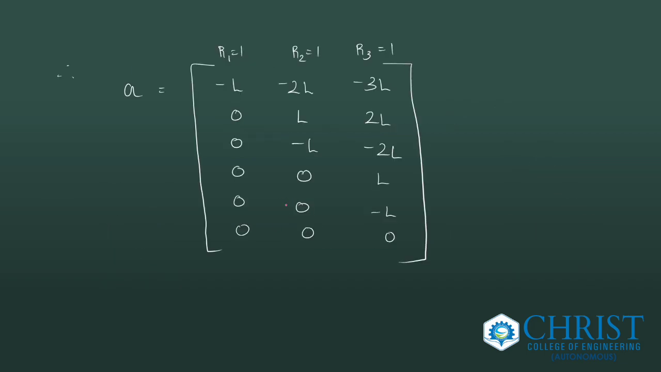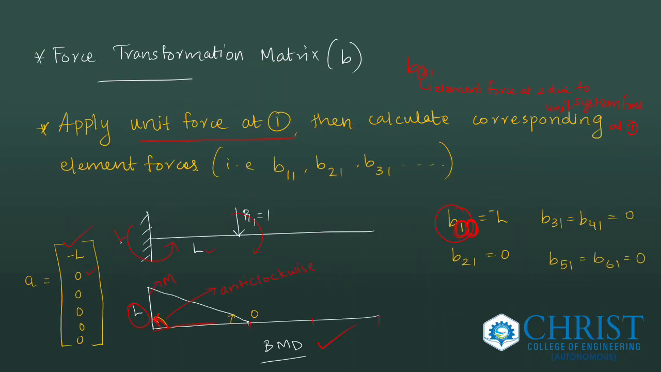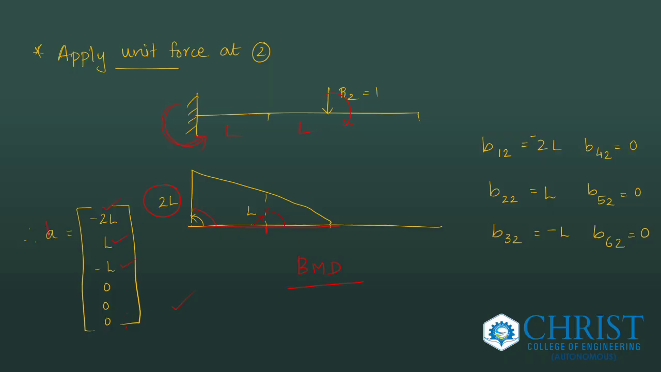Finally, adding up all these three, I get a matrix consisting of R1, R2, and R3, and this is called my force transformation matrix, represented by the small letter B. It is actually force transformation matrix represented by letter B, not A.